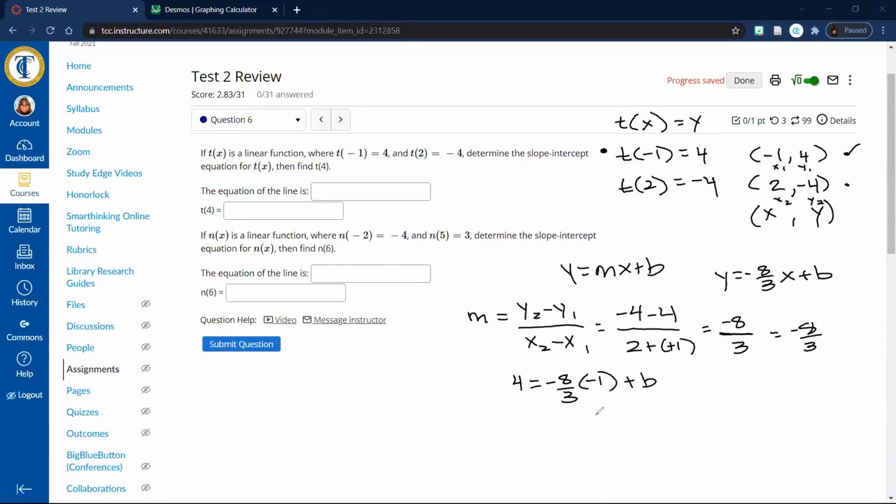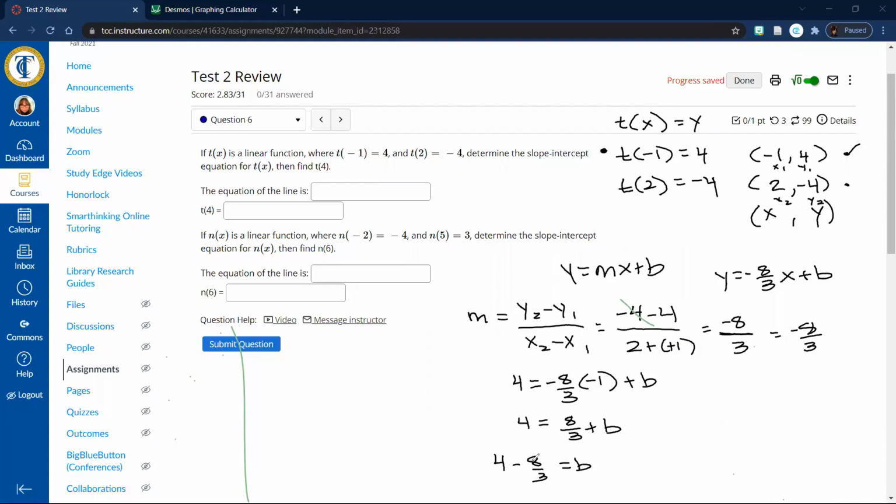plus b. Remember how I said it's not always nice for us? This is one of those where we just don't get rid of the fraction. So we've got a negative times a negative, so this is just going to be 8/3 plus b. And moving it over, we end up with 4 minus 8/3 equals b.